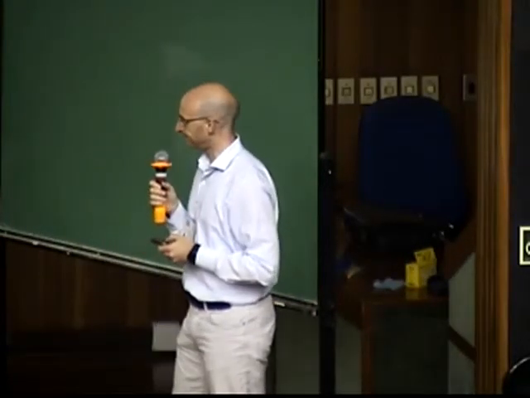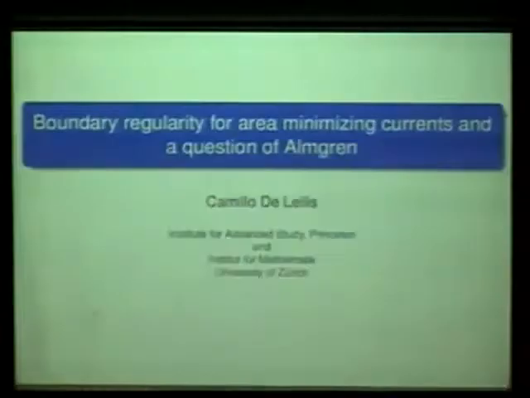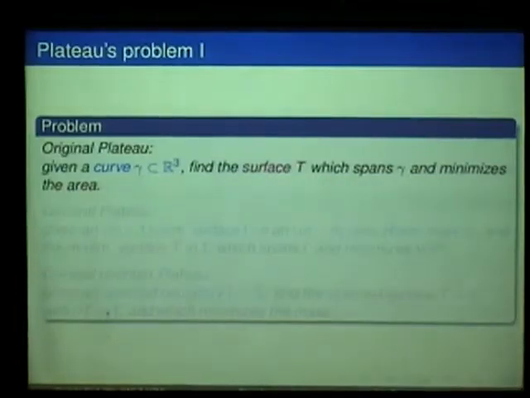So let me start by recalling something which was already mentioned in another lecture, and something that you probably all know, but nonetheless. The original Plateau problem, which is credited to the Belgian physicist Plateau, although it was already formulated before by Lagrange, is the following. If you're given a curve gamma in R3, you look for a surface which spans gamma and minimizes the area. Okay?